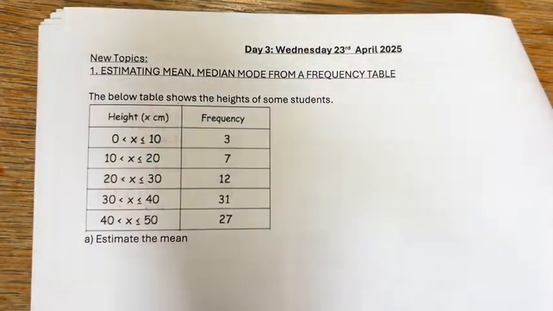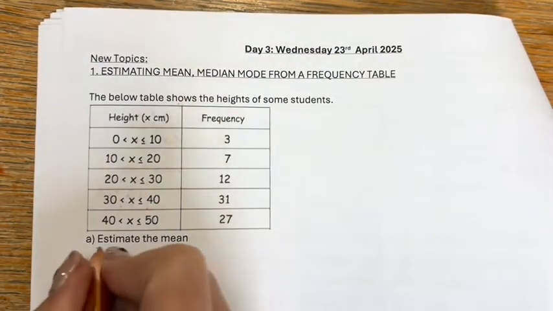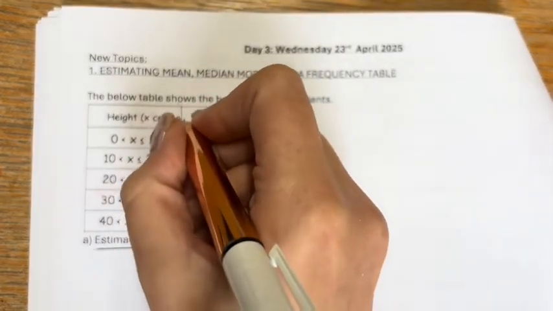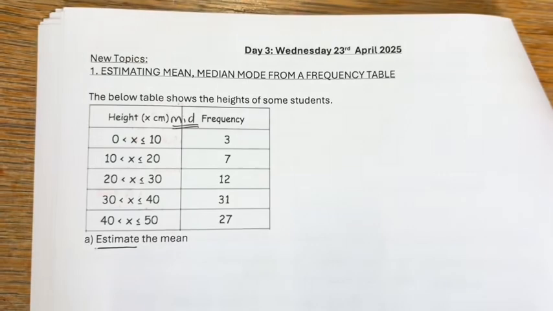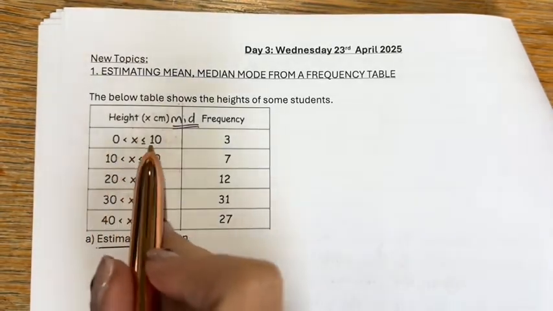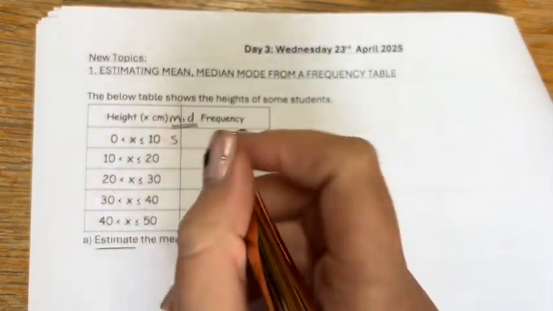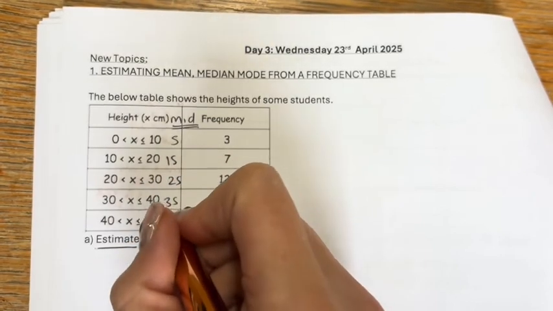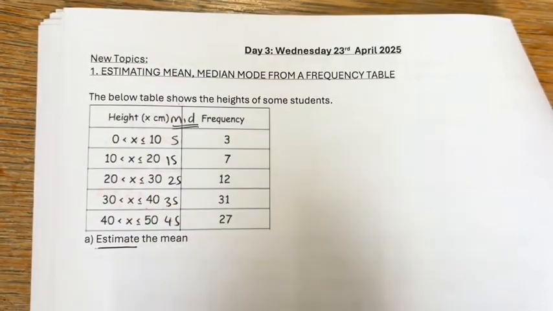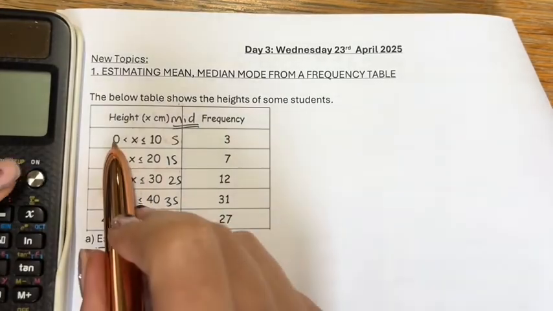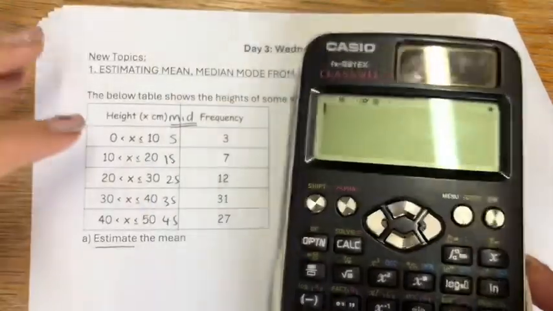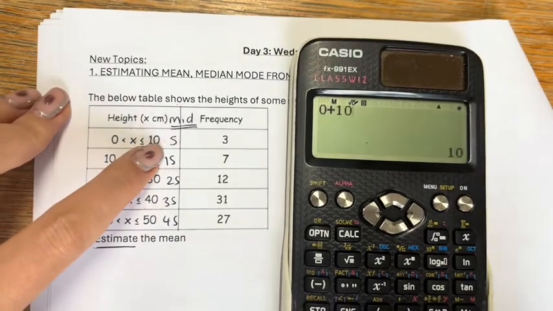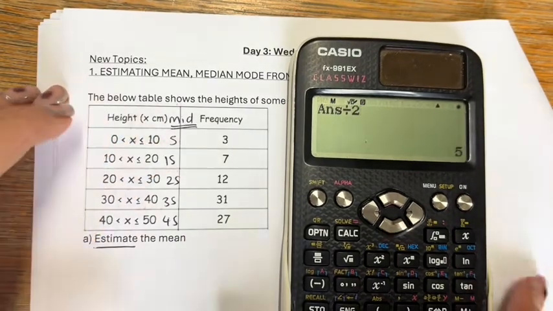So first thing, because it's grouped, that is why it's an estimate of the mean, and that is why I need to write down my midpoints for my intervals. That's just the number in the middle of these. So it's going to be 5, 15, 25, 35 and 45. But if there were horrible numbers, all you would have to do is on your calculator add those two numbers together and then divide by 2 to find the midpoint, okay?